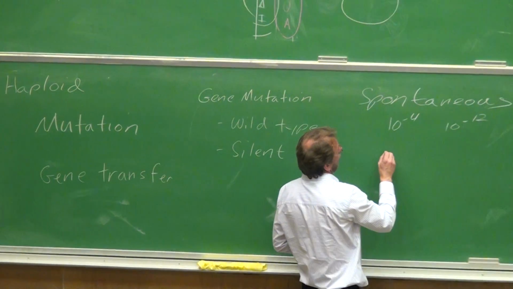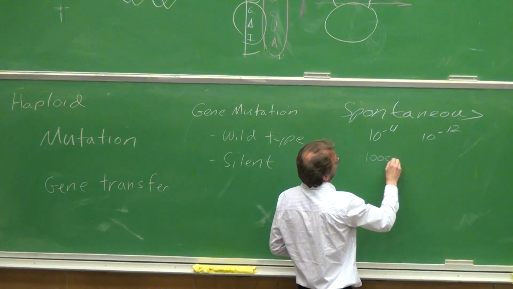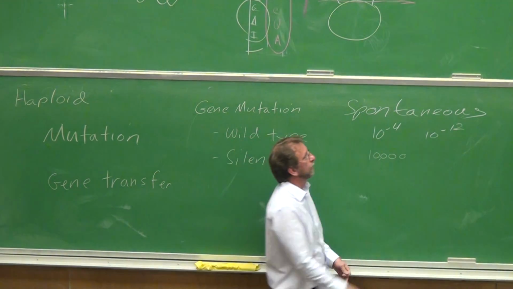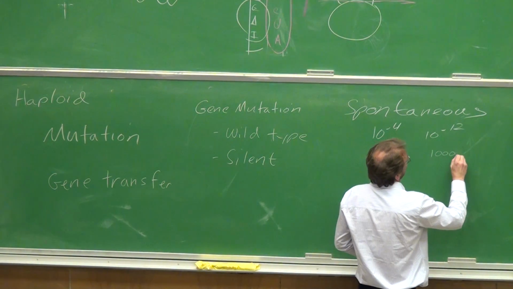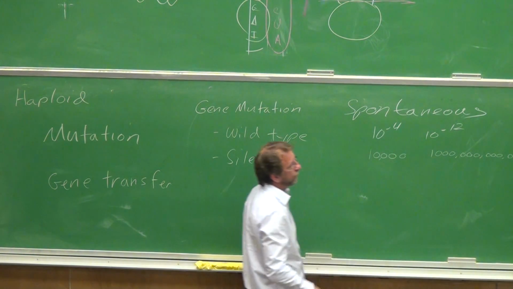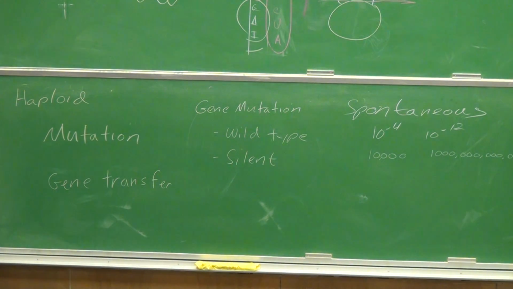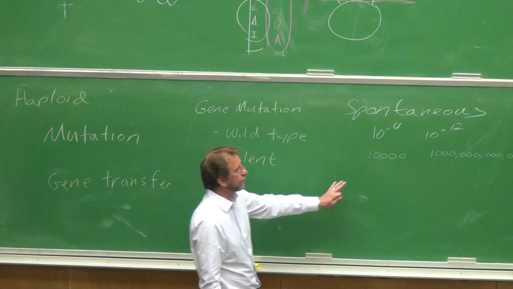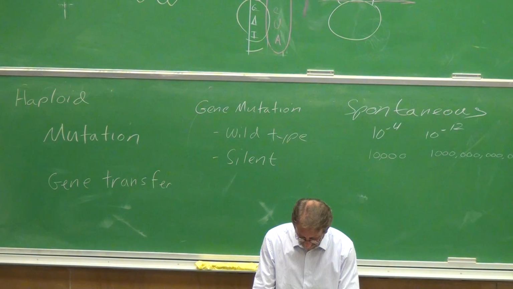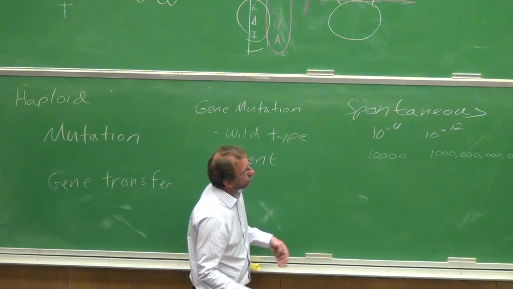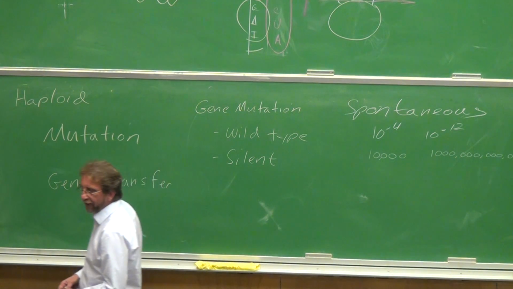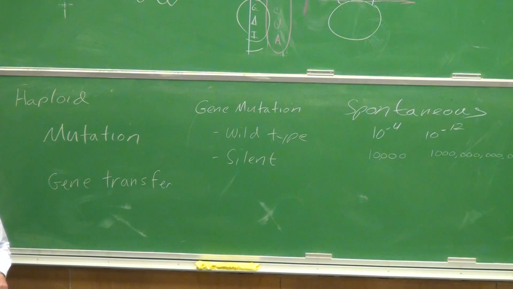So we're saying that this would happen. In this case here, you would get a mutation once every 10,000 cells. In this case here, you might get a mutation once every 1 trillion divisions or cells. So it really can vary depending on the gene. Some genes mutate more frequently than other genes. And then our cells have many repair mechanisms as well. So a lot of times a mutation might take place that gets fixed.